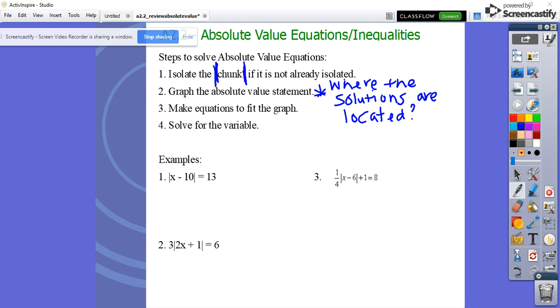So let's look at example number 1. Example number 1 says absolute value of x minus 10 equals 13. So first step, isolate the chunk. Well, our absolute value is already by itself. So our second step is to think about the question, where are the solutions located? So where are the two places that we are 13 units from 0? The one that immediately comes to mind is x minus 10 equals 13. We are 13 units from 0. The other one is -13.